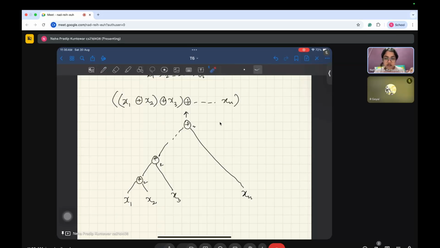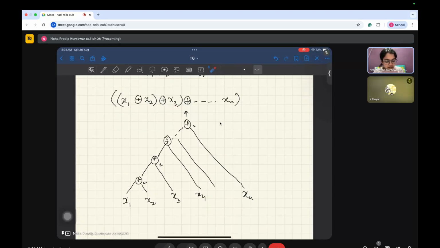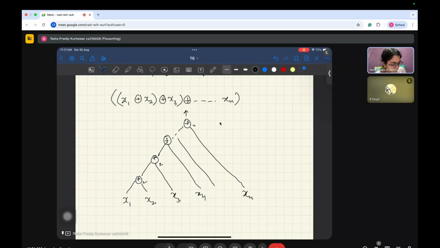Okay, so in this case, we are not doing pairs, right? We are just doing it serially. So first compute this, take its parity with x3, then look at the result and compute its parity with x4, and so on. We are first computing the value on the left hand side, then computing with x3, then you think of this as one whole value, compute with x4. So these are n minus 1 operations, so n minus 1 gates.